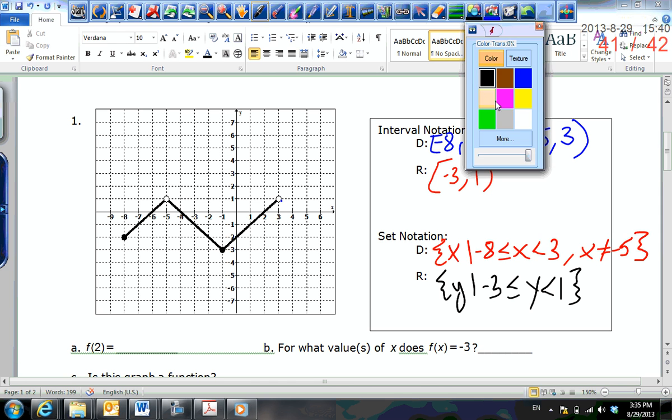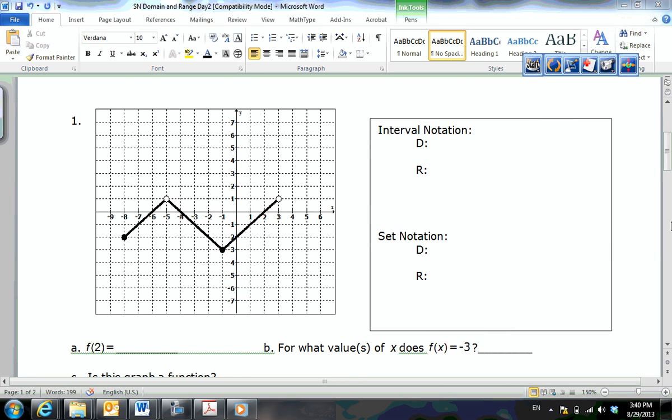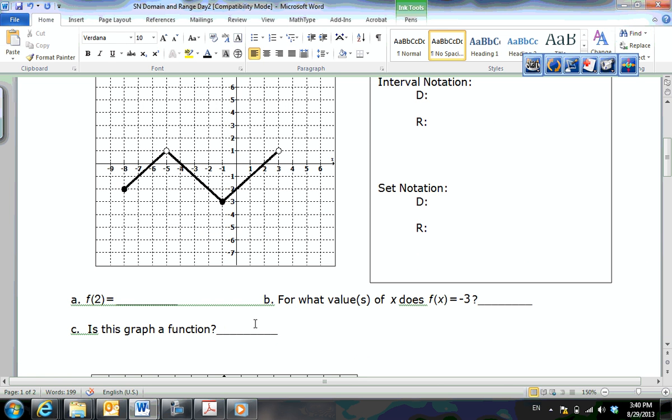Okay. F of 2. What's F of 2? That's y, right? Yes, ma'am. What is the y value when x is 2? 0. For B, when y is -3, what is x? So let's look at -3. -1. Yeah. Last question, is it a function? It is a function, so please write yes on C.